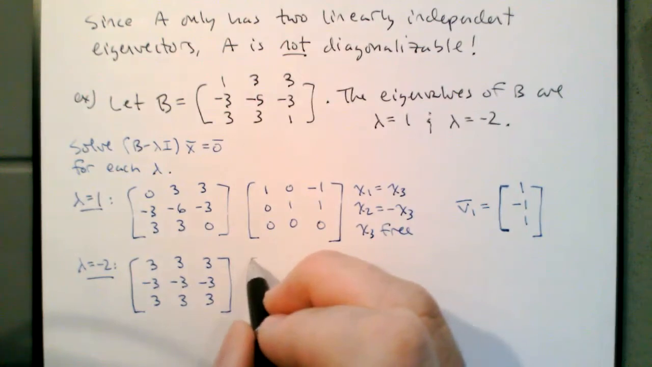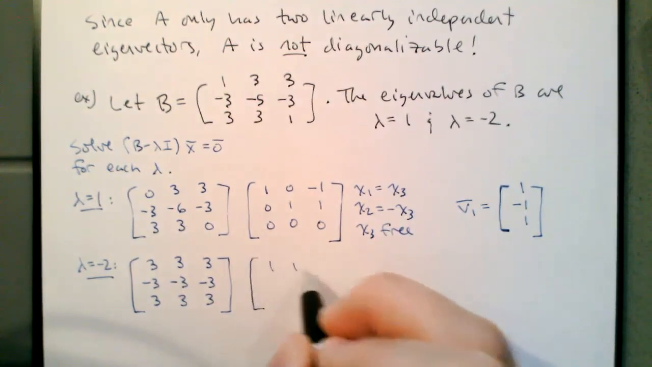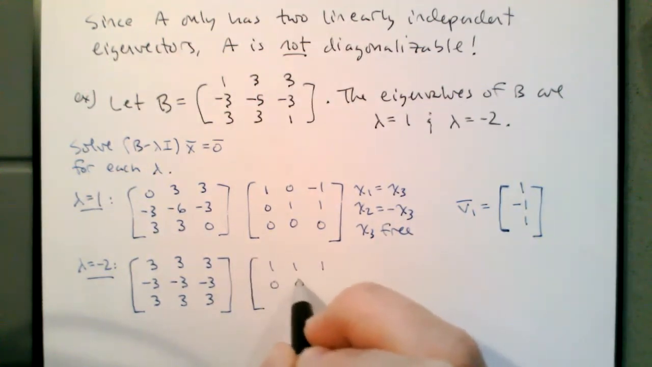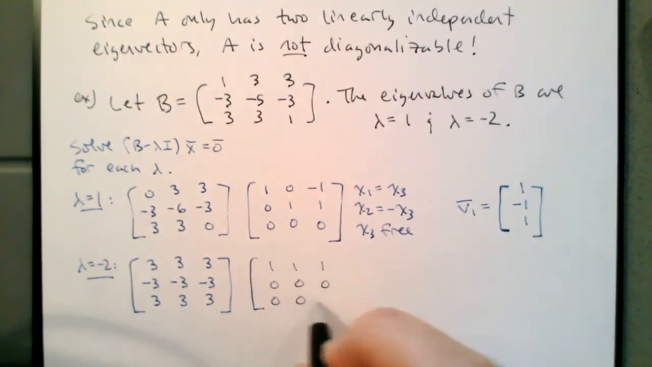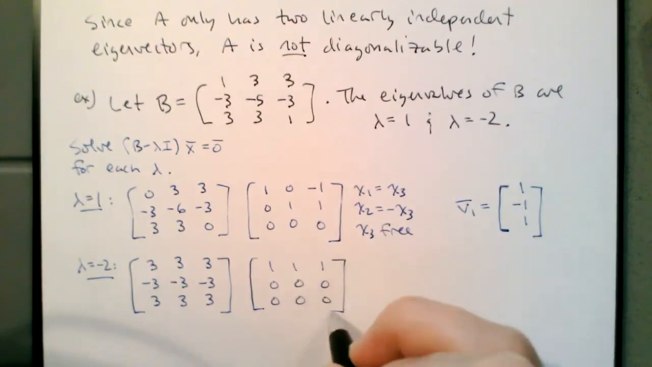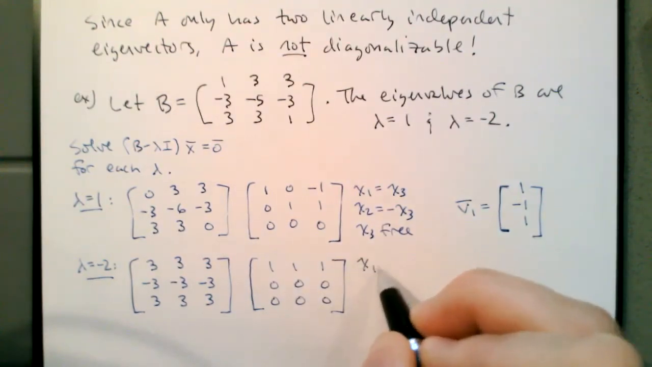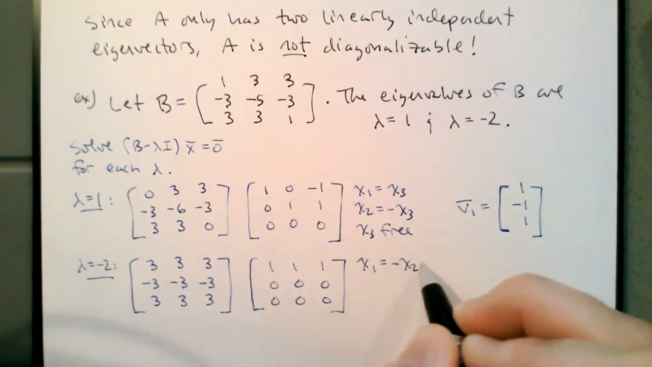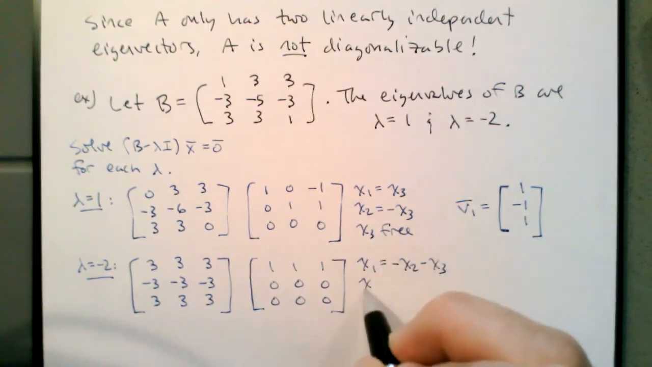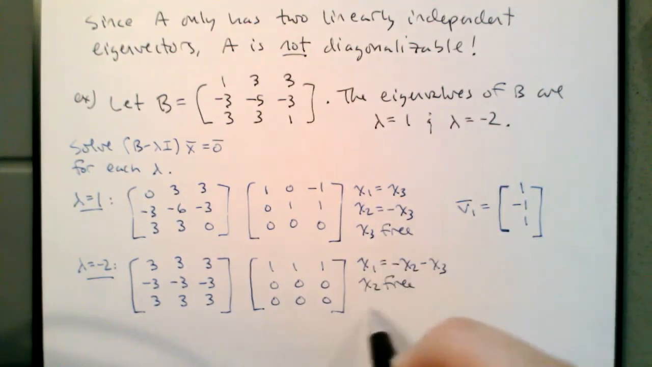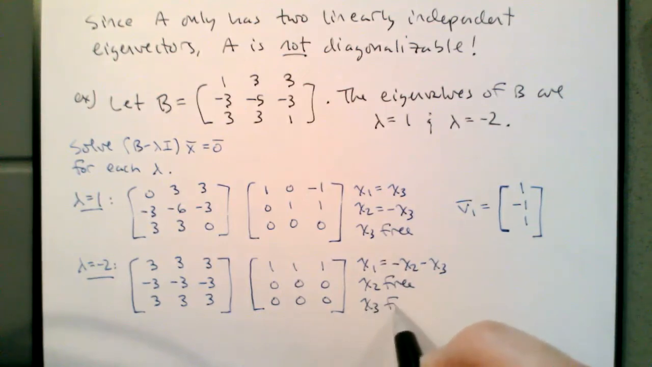This one I don't even need my machine for, because that first row is just going to take out the second 2 rows. And here are our two free variables. x1 is going to be -x2 minus x3. x2 is free, and x3 is also free.